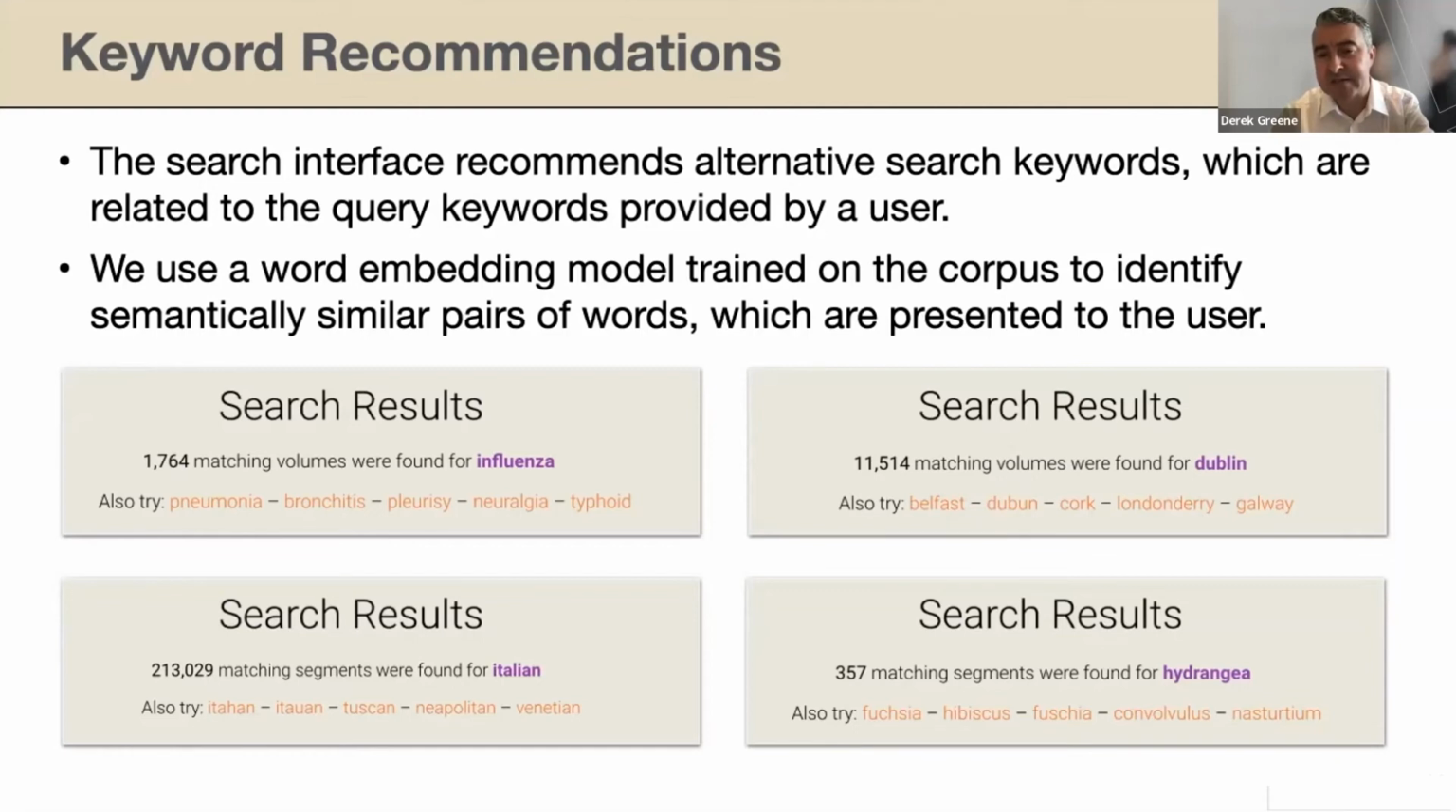It's interesting that in some cases, for example Dublin here, the first recommendation is Belfast, which makes sense. But the second recommendation, D-U-B-U-N, corresponds to a misspelling of the word Dublin, which probably arose due to OCR issues. So the keyword recommendation functionality not only allows us to identify semantically related keywords, but also to identify common OCR misspellings of words. There's another example there for Italian, and we can then find text that we might not have been able to find due to the OCR issues.